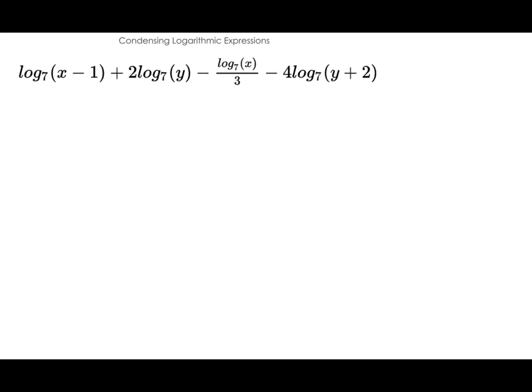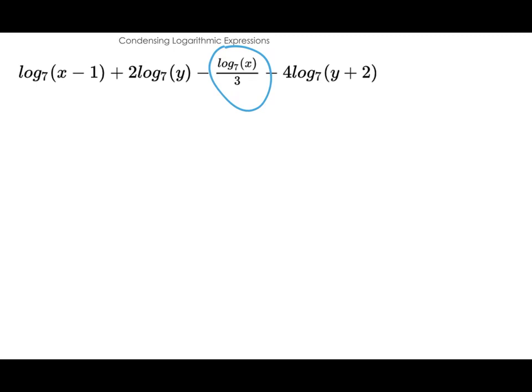So here we've got log base 7 of x minus 1 plus 2 log base 7 of y minus log base 7 of x divided by 3 minus 4 log base 7 of y plus 2. Now, before we go through our list, we have to simplify this and put this in a way that we can actually use our product, power, quotient rule method. The first thing I'm noticing is this is whack. That makes no sense, right? I don't know what that means. I need to rewrite that in a way that makes sense.